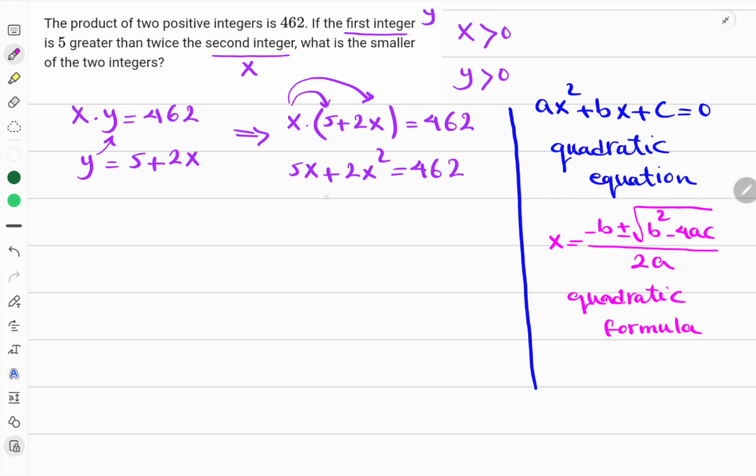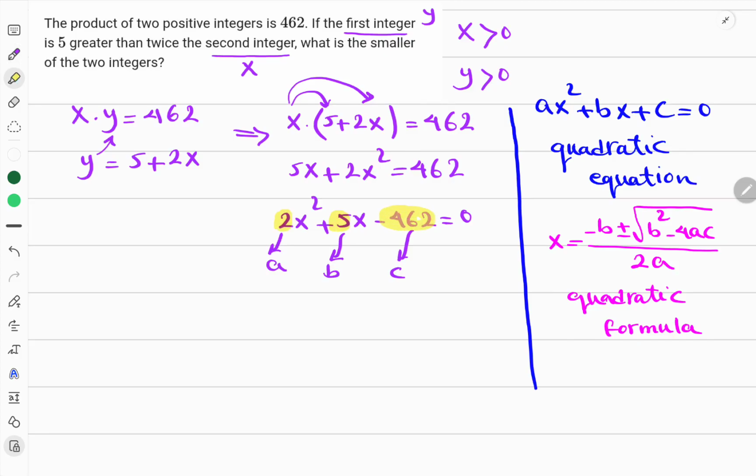Okay, so we have 5x plus 2x squared equals 462. First of all, we should try to rewrite this like a quadratic equation, which means all terms should be on the left-hand side of the equation and the right-hand side should be 0. So let me rewrite this equation. 2x squared plus 5x minus 462 equals 0. And a is 2, b is positive 5, and c is negative 462.